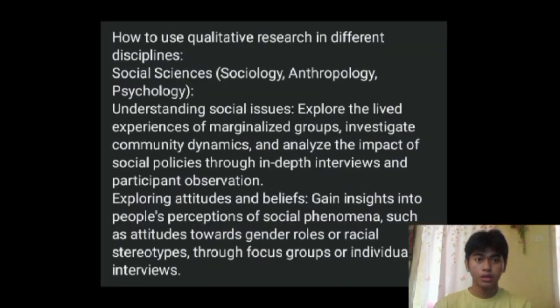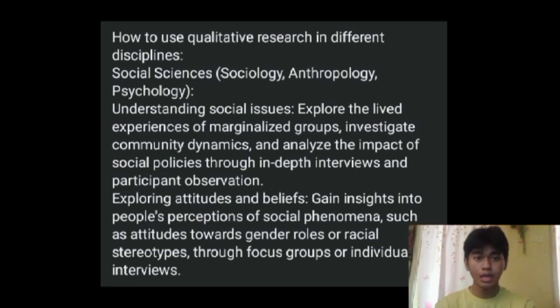Now, what is the use of qualitative research in various disciplinary fields? Let's say, for example, the social sciences, specifically sociology, anthropology, and psychology. Now, understanding social issues. This is under the field of sociology because we are trying to understand the issues in the society.